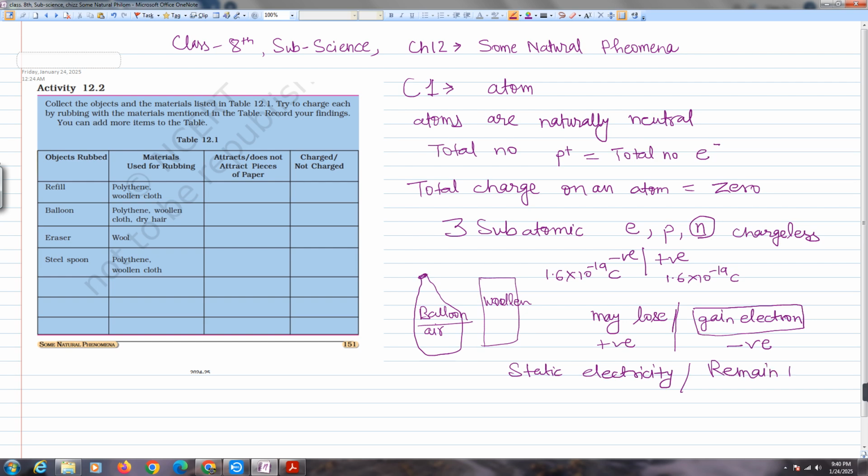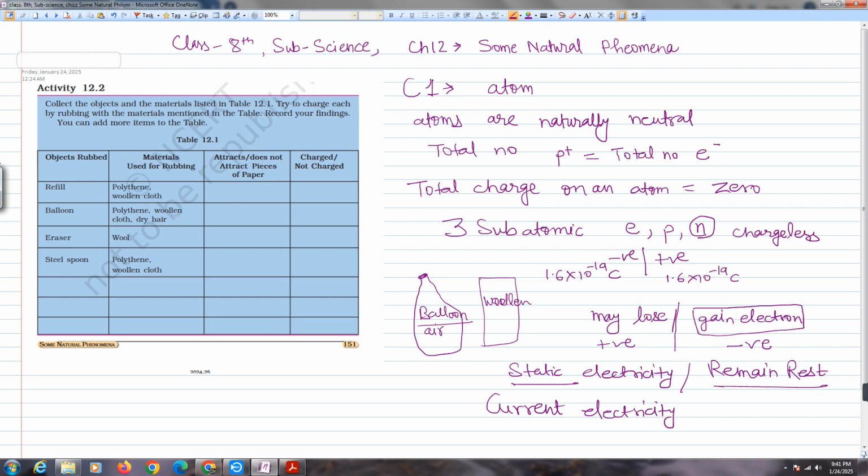Static electricity means what? Charge will remain at rest. There is no motion. When there is motion of charged particles, it is known as current electricity. That means if a charged particle is moving, that is current electricity, and if a charged particle does not move, that is static electricity. So whenever we rub objects, the object gets electrified because of static electricity. And what is the root cause? Whether the object gains electrons or loses electrons. These are the only two possible conditions.